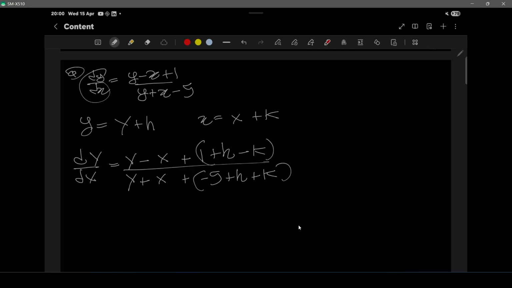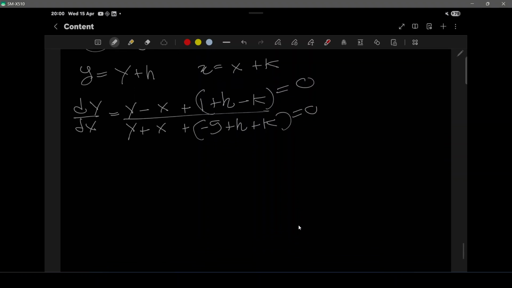Okay. So what we're going to do is make these things 0. Using a calculator, this is just a simultaneous equation you can solve. So after solving it, what do we get? If you solve this, you will get h as 2 and k as 3. Since they are equal to 0, what we now have is dy over dx is equal to y minus x over y plus x. Now we have a homogeneous equation, a first order homogeneous equation.